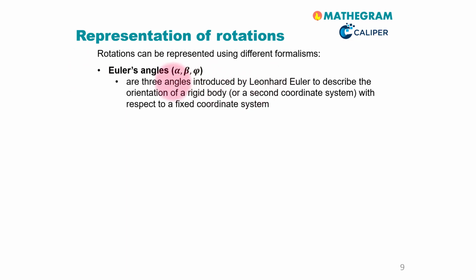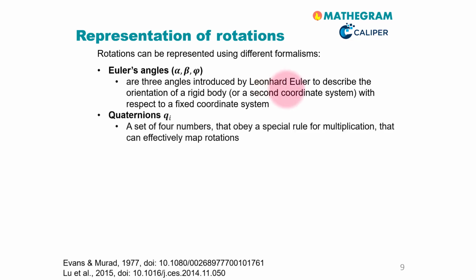These three angles, introduced by Leonhard Euler himself, describe the orientation of a rigid body with respect to a fixed coordinate system. So essentially, this is a sequential application of rotation angles to this coordinate system. In contrast to this, one can define quaternions. These have been introduced by Evans and Murad in the field of molecular dynamics and have been extremely successful also in the field of DEM.